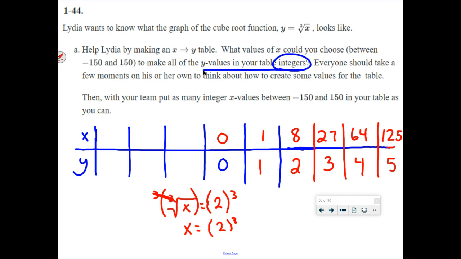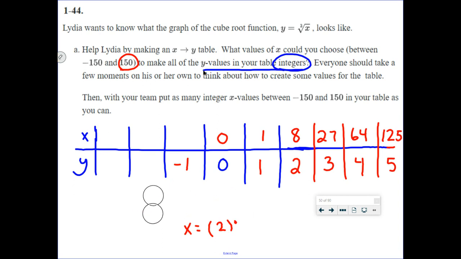Wait, that's a little too high, isn't it? We only wanted to go from 150 to negative 150, so we can't go any farther. Now, going backwards, how about negative 1? Can that work? Can I have the cubed root of a number be negative? Can a number times itself give me negative? Well, let's try. What number times itself gives me negative 1?